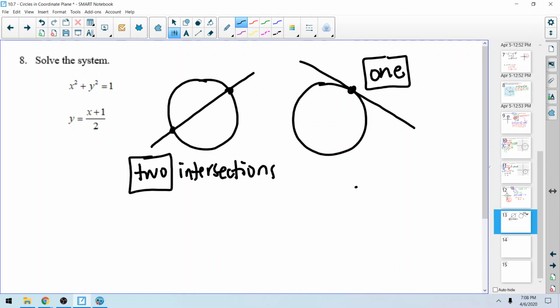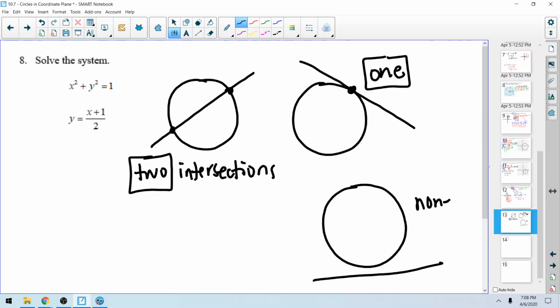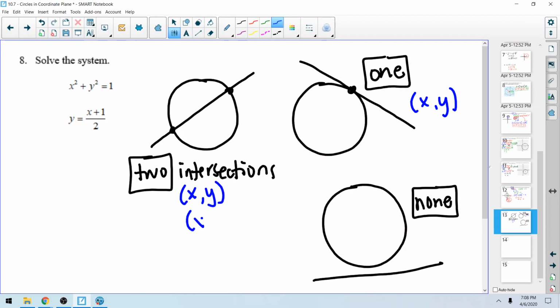And then we can have a circle and a line, and that would be none, or no solution. So as we're solving these, you can have two answers, you can have one answer, or you can have no answer. No answer would just be written as no solutions. One solution, you're going to write as an x comma y, and two solutions you're going to write as an x comma y, and an x comma y. You're going to have two of them.